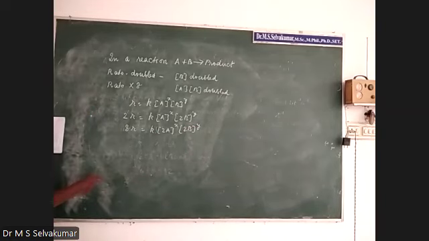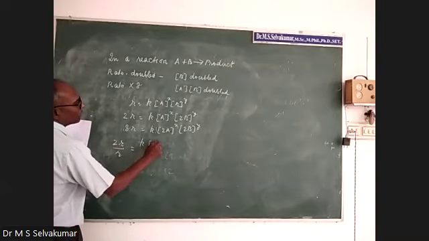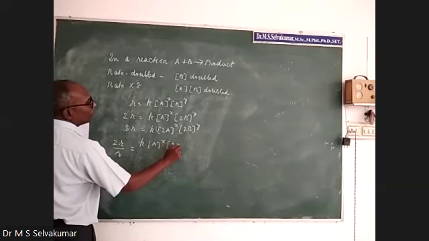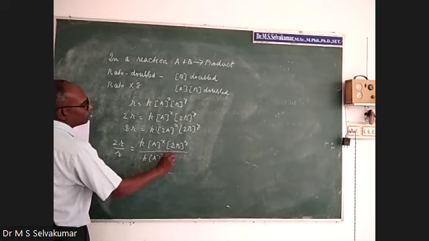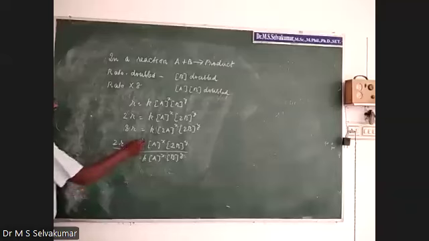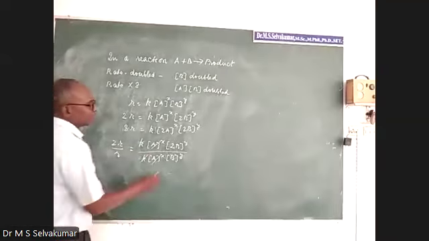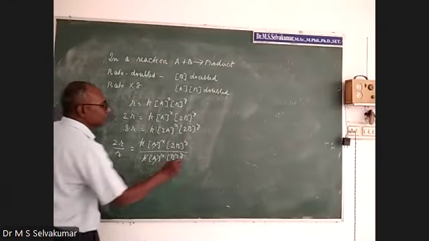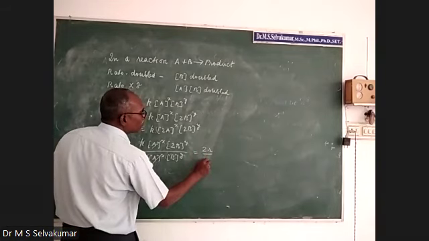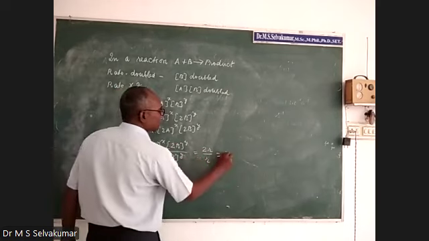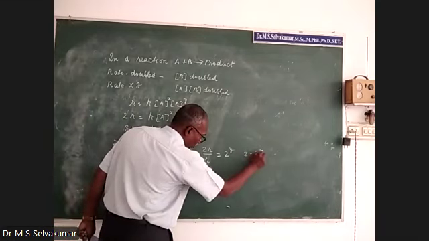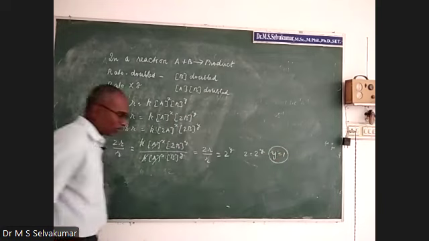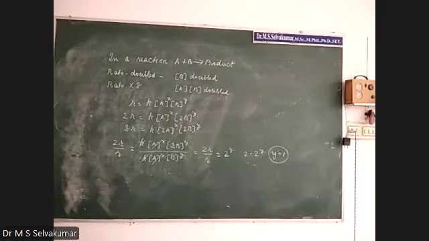You take the first two equations: 2R by R is equal to K A power X 2B power Y divided by K A power X and B power Y. So K and A power X get cancelled, even B power Y and B power Y can be cancelled, and this becomes 2R by R is equal to 2 power Y. So 2 is equal to 2 power Y. Therefore, Y is equal to 1. So one factor we have found out.